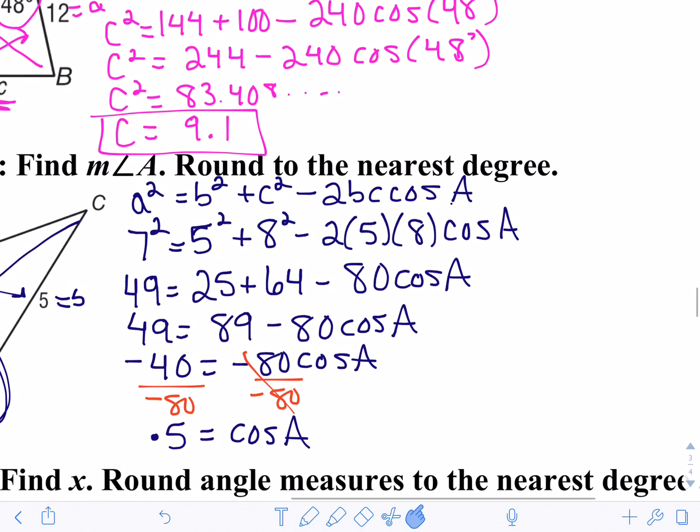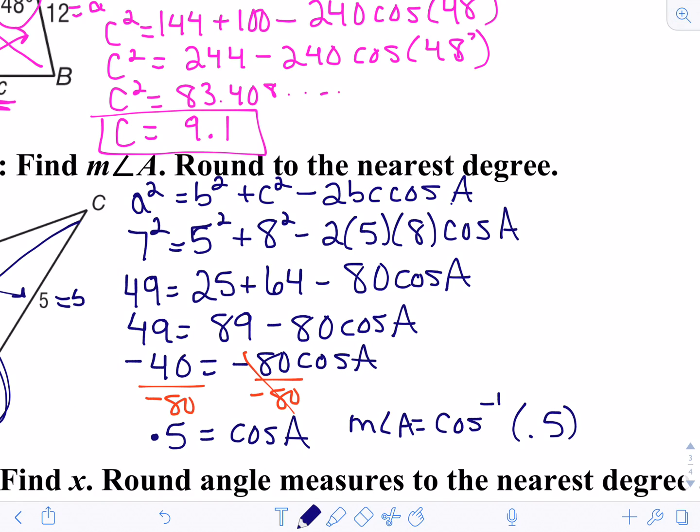So whenever you do this, you have to do your inverse. So the measure of angle A is equal to the inverse of cosine of 0.5. So when you do that, second cosine 0.5 gives you 60 degrees.